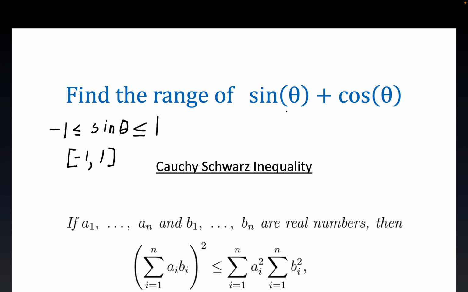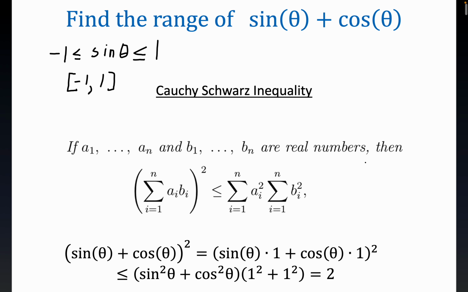Now what we want to find is the range of sine theta plus cosine theta. You can't just add the ranges up and get 2. It's not quite that simple. There's a way to do it without calculus. I'm going to do it via the Cauchy-Schwarz Inequality. It's really very straightforward. No derivatives, nothing, just a well-known inequality that handles this task quite easily.